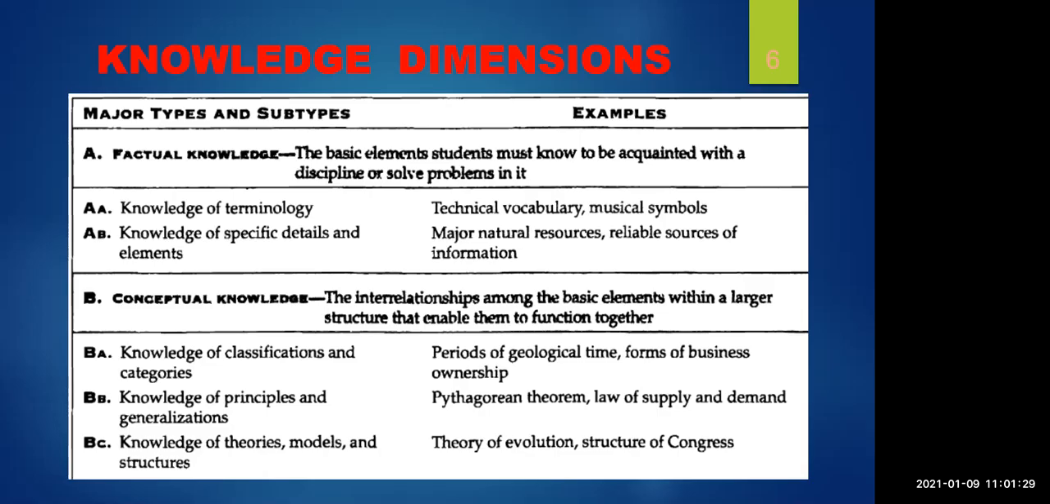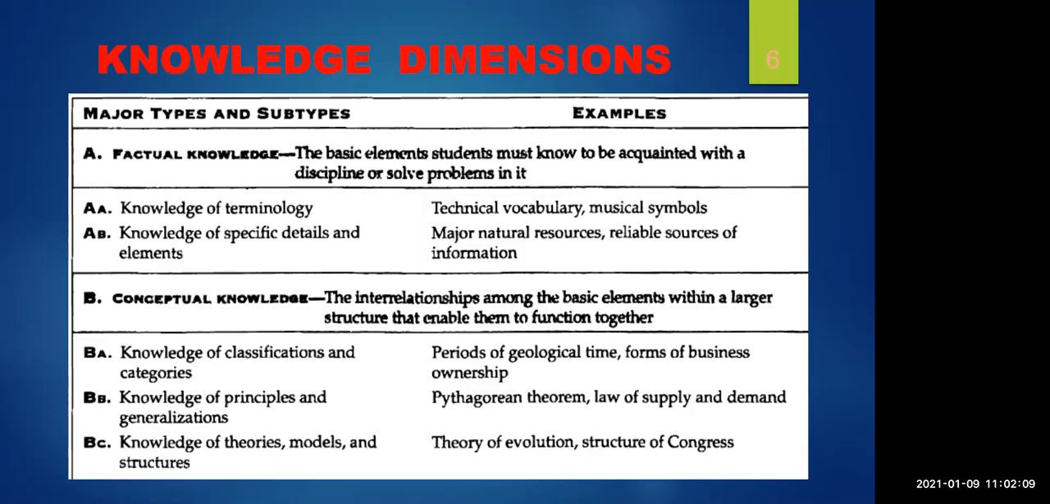So the words will be of more technical content, a very high skill level. That is how Bloom's gives the definition of conceptual knowledge. Knowledge of classifications and categories, meaning how knowledge can be classified and categorized. For example, periods of geological time, forms of business ownership. Here it comes from the classification point of view: how different knowledge is there, and how it can be grouped.